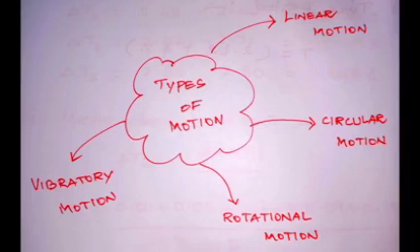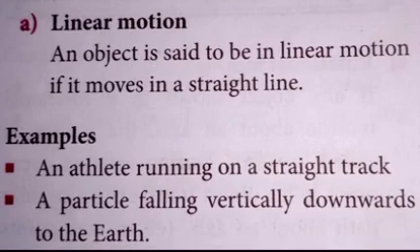Students, next we are going to see the types of motion which are related to our day-to-day life. Here we are assuming only 4 types of motion. The first one is linear motion, the second one is circular motion, the third one is rotational motion, and the fourth one is vibratory motion. These 4 motions we are using in our day-to-day life. Now we see elaborately.